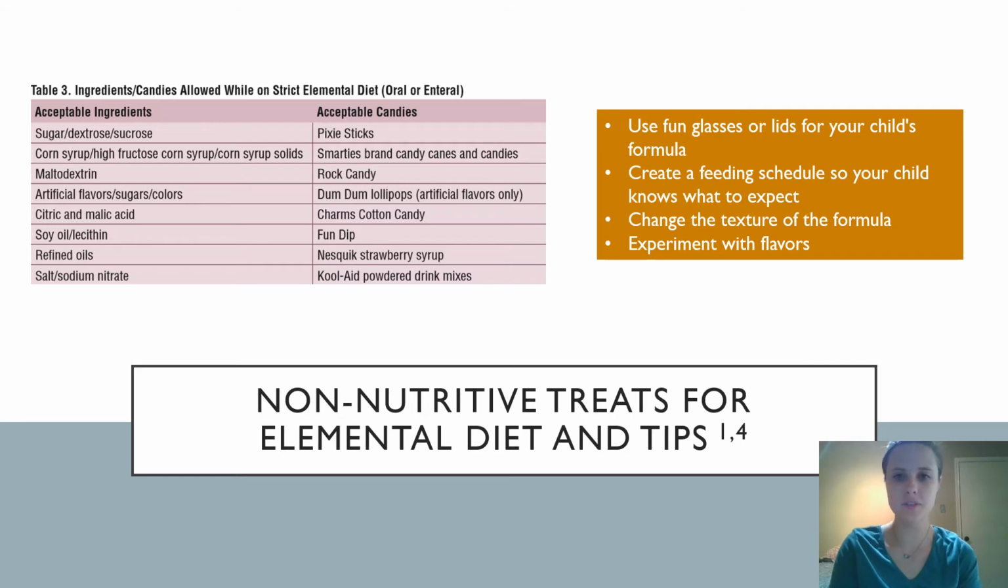And then some other tips to increase the acceptance of these elemental formulas in your child's diet include using fun glasses or lids to put the formula in. It's also important to create a feeding schedule so your child knows when they're going to be eating this elemental formula. You can also change the texture of the formula by putting ice cubes and blending it to make a shake. And you can also experiment with flavors that the manufacturer offers, so chocolate or vanilla.